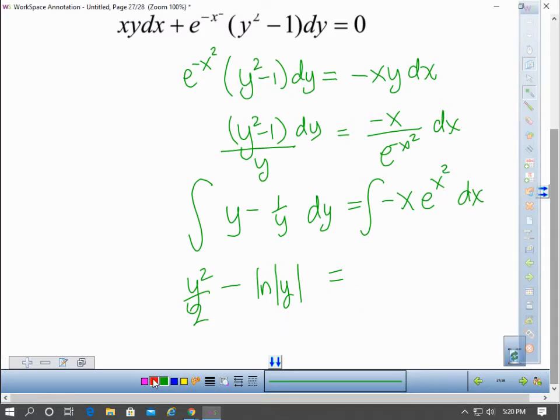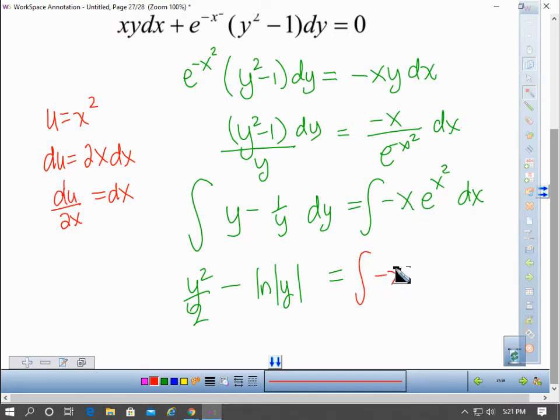So I'm going to change my color. When we've integrated e, we always made our u the x squared. So I'm going to let u equal x squared. That means du is going to equal 2x dx. So when I solve for dx, that's going to be du divided by 2x. So when I come over here, I'm going to trade out. I'll keep my negative x. This is going to be e to the u because I made the u the x squared. And in place of the dx, I'm going to put du divided by 2x.